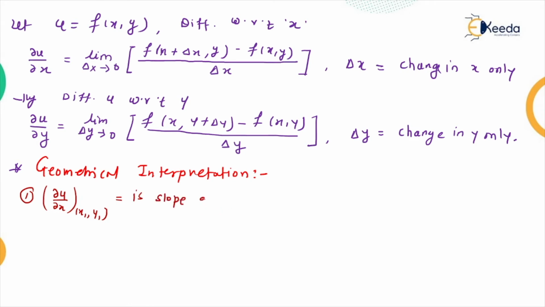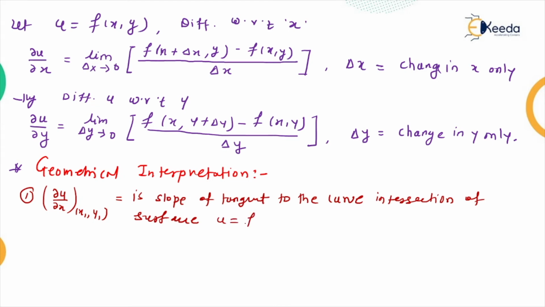of a tangent to the curve of intersection of a surface. That is, what is the surface? u is a function of x, y. That is, surface u with the plane y equals y1, guys. y equals y1, and at a point, that is very important for you to understand.